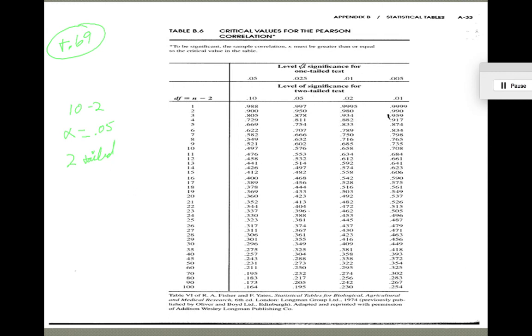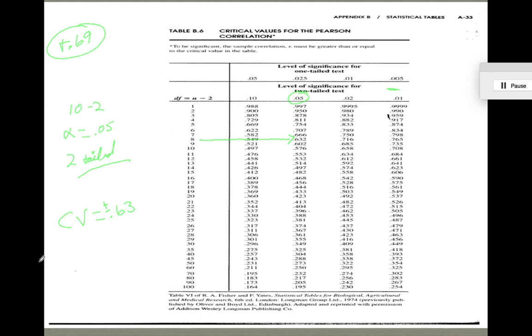You'll notice that we have level of significance for a one-tailed test and a two-tailed test. I've already told you it's a two-tailed test that I'm interested in, so I want to look at this column here. And remember that your alpha level in this particular case is set at 5%, or 0.05. So we find our alpha level of 0.05 for 8 degrees of freedom, and we just follow along. We're going to find that my critical value is equal to 0.63. Remember, since it's a two-tailed test, this 0.63 has to be positive and also negative. So it's got to be both.